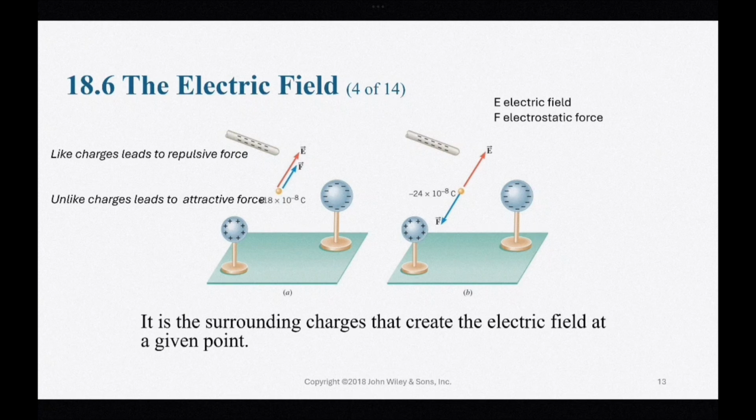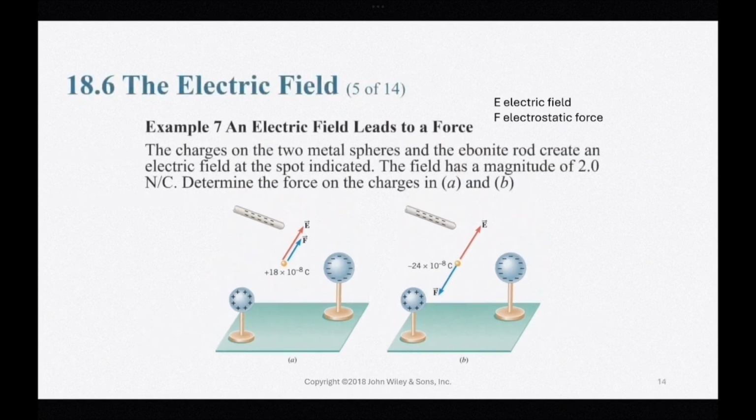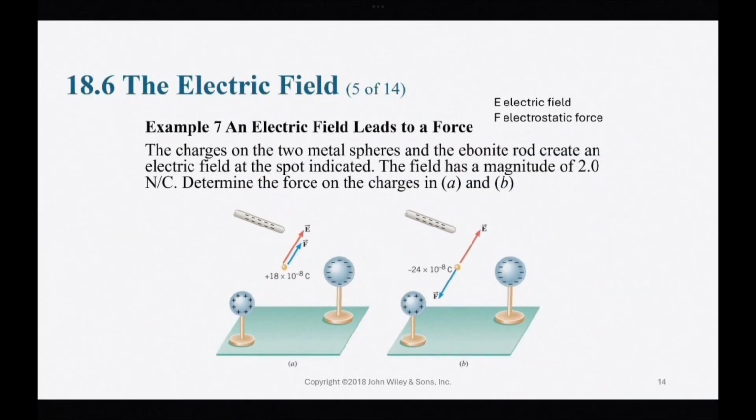Now, if you will be encountering this kind of problem, where there is some point and surrounding charges that create an electric field at a given point, what will you do with the charges on the two metal spheres and the ebonite rod that create an electric field at the spot indicated?